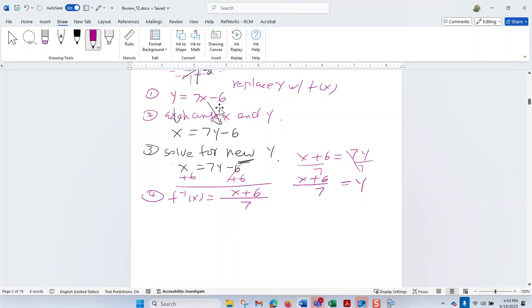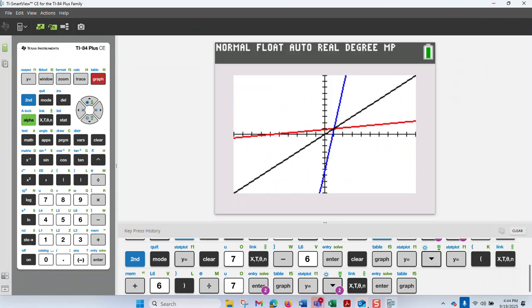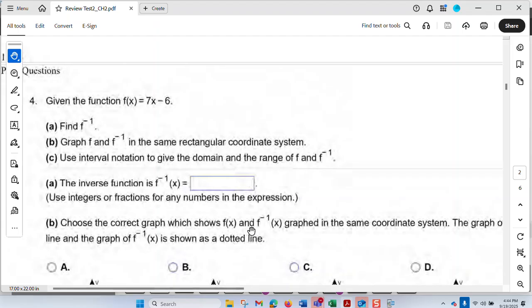So step 1, you replace f of x with y, right? And then the second step is the most important one. You need to switch the x and y, x becomes y. And then you solve for this new y. So that means you need to isolate y by itself in here. And that is the inverse function, okay? And you write down f inverse in here. All right, so that is how we find the inverse function.